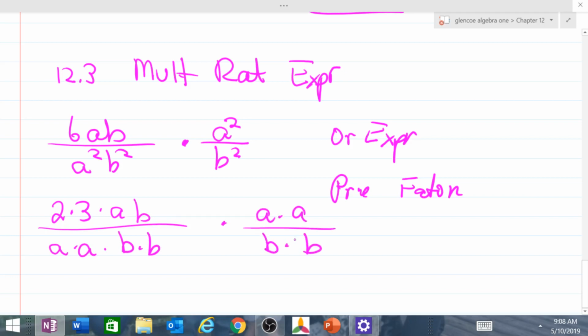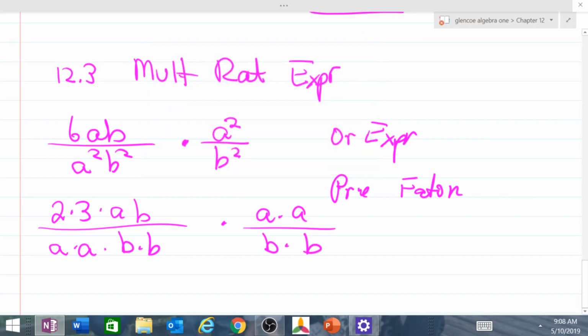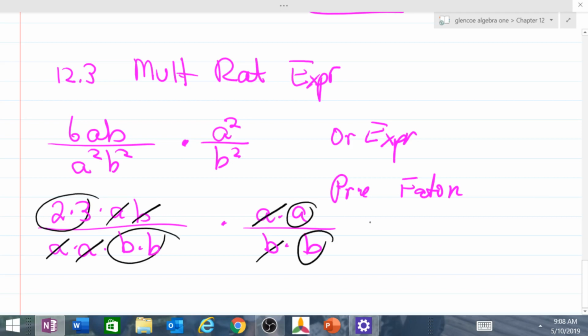And now we're ready to cancel. I highly recommend prime factoring for most people to use. It's going to save you a lot of mistakes, yes? So we have an A that's going to cancel with an A, a B that's going to cancel with a B, an A is going to cancel with an A over here. Does anybody see anything else that cancels? So my final answer here would be 6A over B cubed.